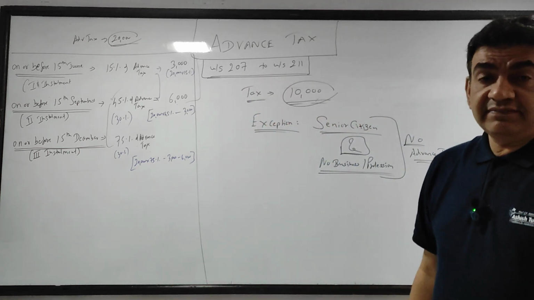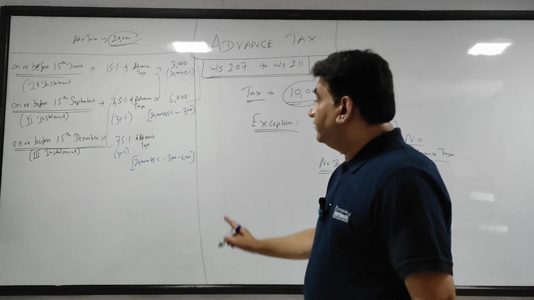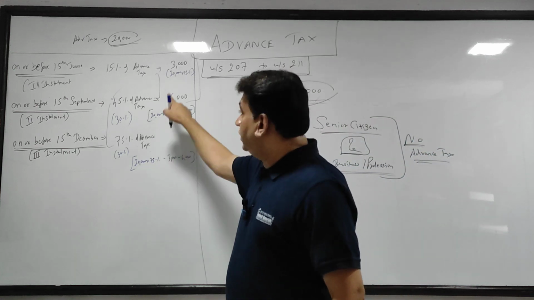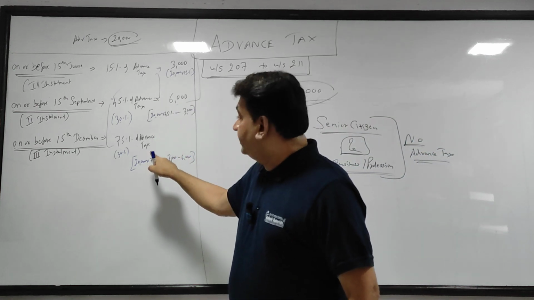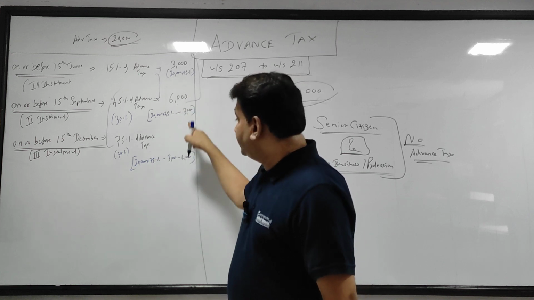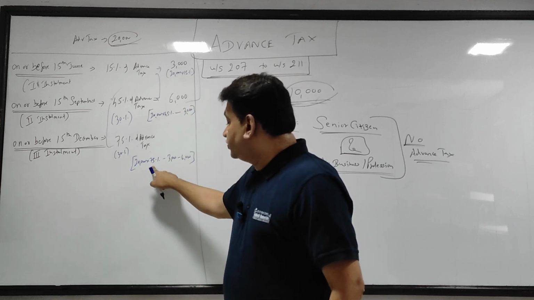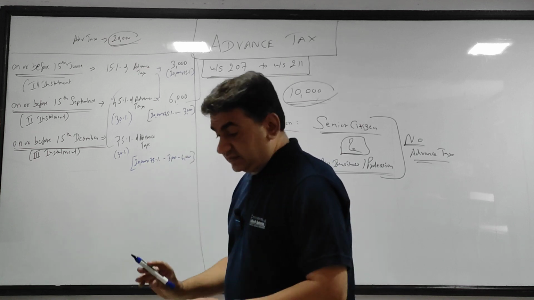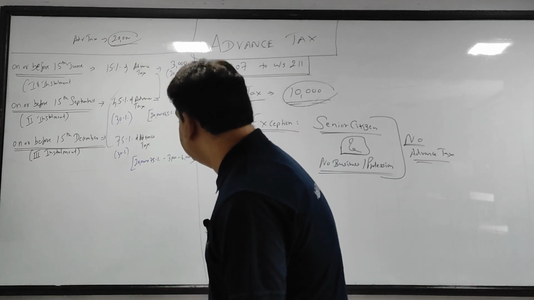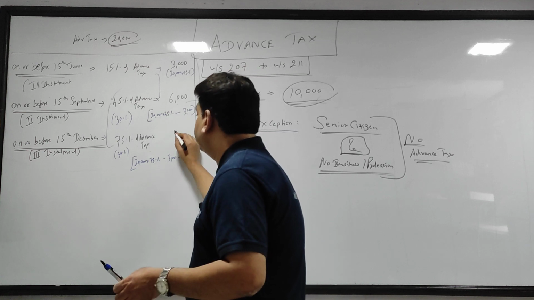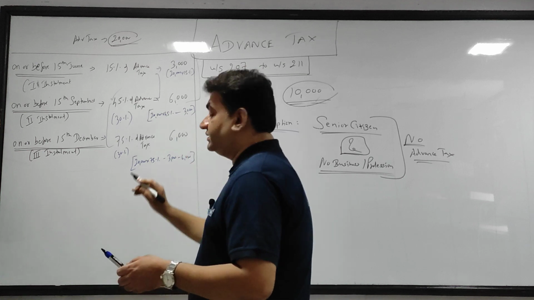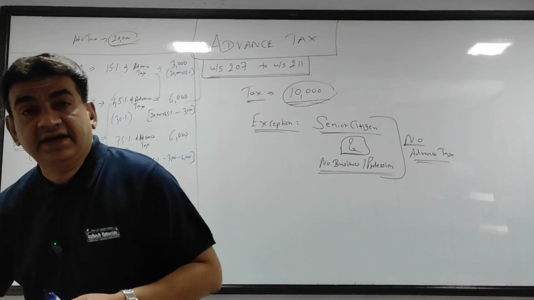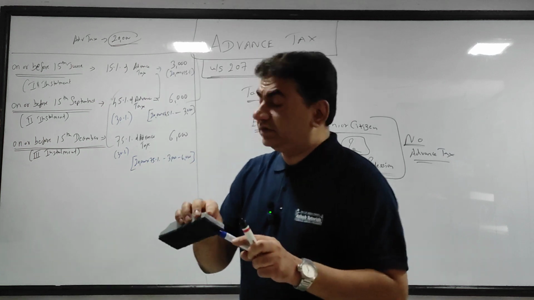75% of 20,000 is 15,000. 15,000 total, which means the earlier amount is also included. You have to pay till here. Out of that, 6 and 9 I have paid. So 15 minus 3 is 12, 12 minus 6, another 6,000 I will pay it here. So another 6 I will pay here. Getting it?